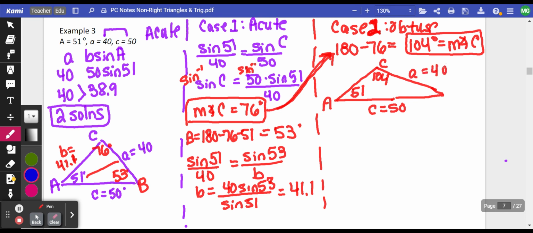This is a quicker solve at this point because we already have two angles. So to get the measure of angle B, we're just going to, again, use the 180 rule, the triangle angle sum theorem, and subtract 104 and subtract 51. That's a very simple calculation. You get that the measure of angle B is 25 degrees.